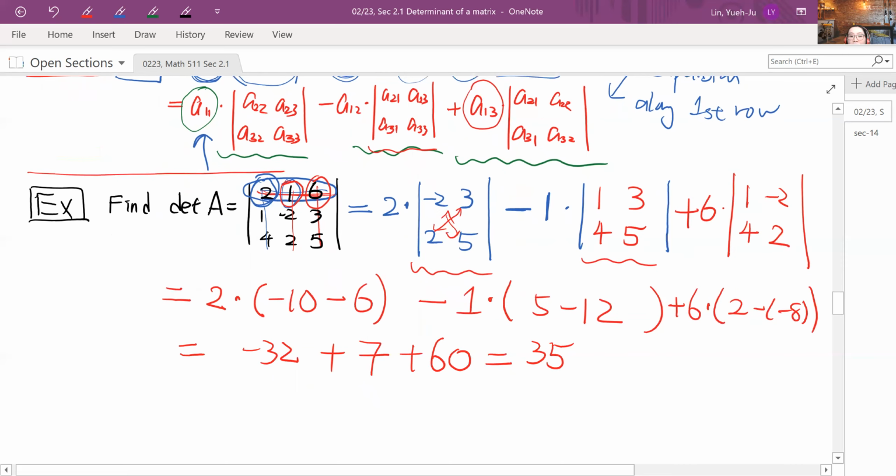Okay, so again, this determinant is non-zero. So you can actually see that this matrix is going to be invertible. Okay, so this is one example of calculating a 3 by 3 determinant using the expansion along the first row. And as I said, this scheme should be able to generalize to any matrix.